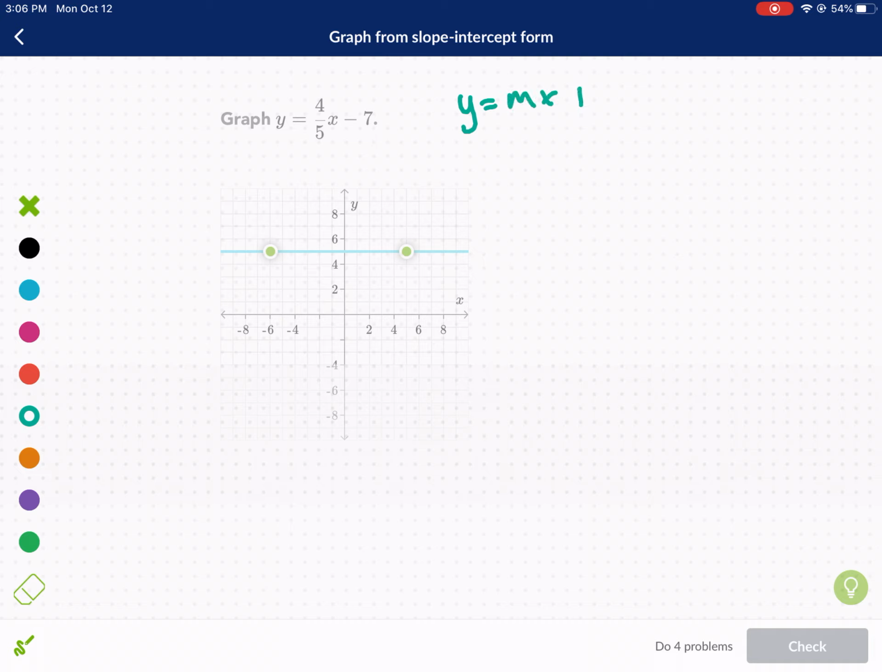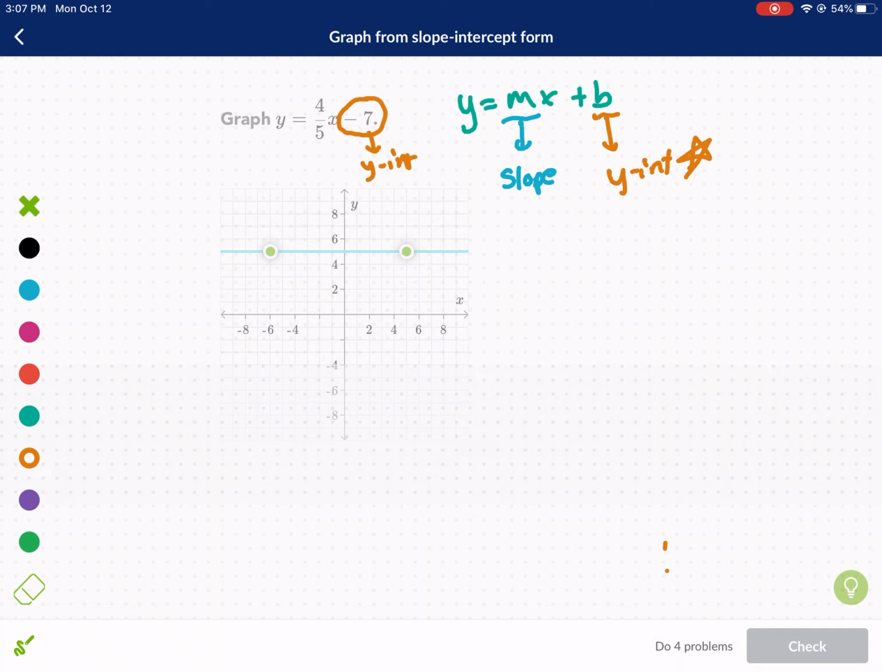Slope-intercept form is commonly expressed as y equals mx plus b, where m is your slope and b is your y-intercept. So if we're given the equation and we're just asked to graph it, we need to identify those two things. Now, the easiest to identify is this -7. This -7, the number by itself with no variable, is the y-intercept. You always want to start with that.